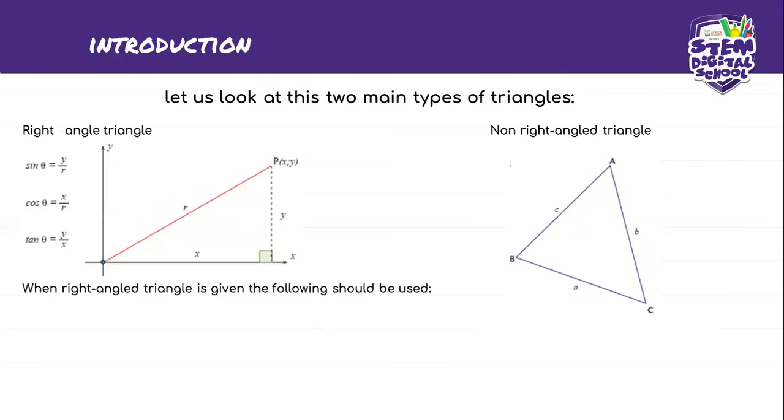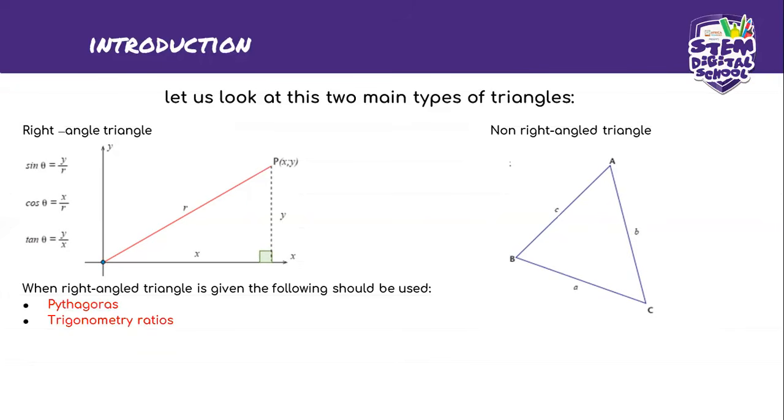Now, it says when a right-angled triangle is given, the following should be used. For instance, if you are given a right-angled triangle and you have to calculate a side or an angle, then the following should be used in order to solve any side or angle specifically for a right-angled triangle.